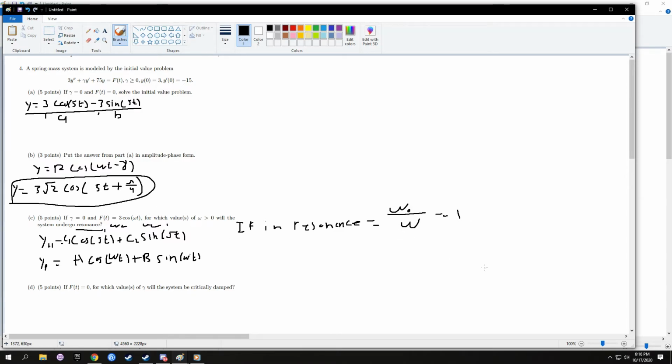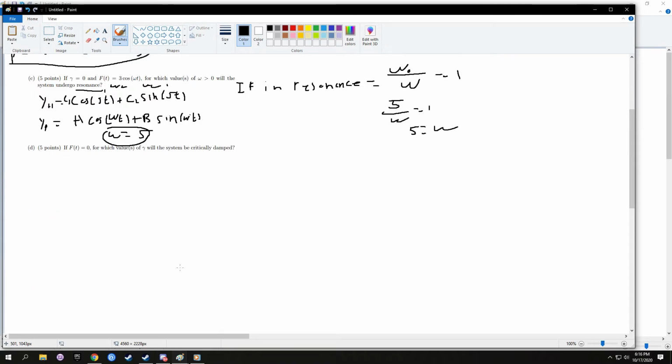Well, I know what omega naught is. That's 5. Divided by omega equals 1. I'm going to move this over, so 5 must equal omega. So omega just equals 5, and it's greater than 0, which you know. And that's all I have to do.